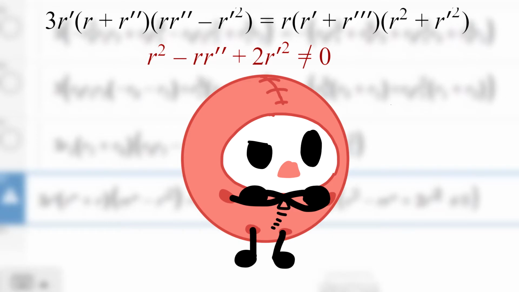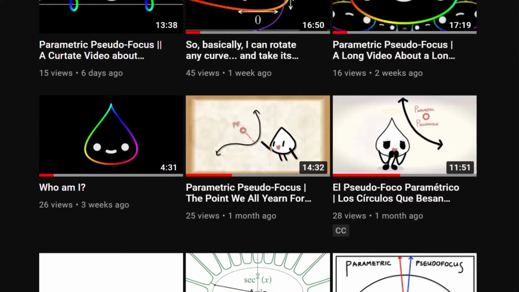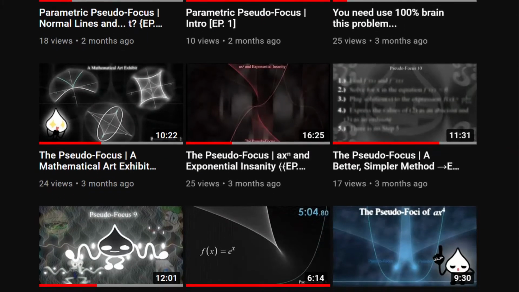Okay, this is new. So what is this condition thing for? Well, this is something that I should have noticed since the very beginning of this series.